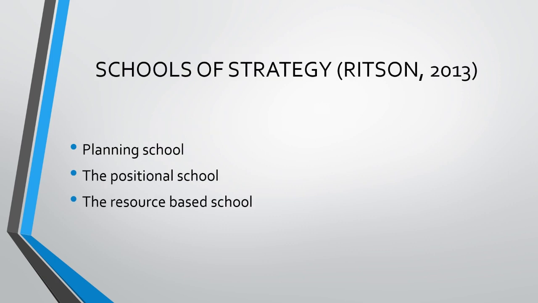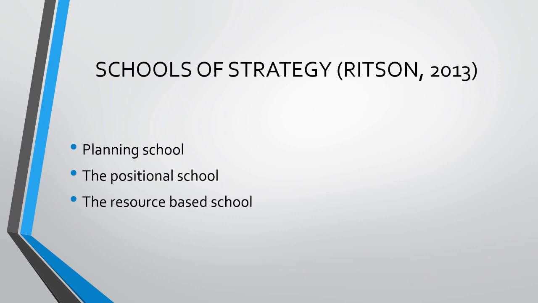Let's look at the schools of strategy according to Whittington, 2013. Number one, we have the planning school. This focuses on past trends, forecasts, and stable structures and environments. It requires detailed and inflexible planning, and it is not suitable for turbulent markets. Next, we have the positional school. It attempts to put the organization and its products in a favorable market or environment. It is heavily based on performance measurement and decision-making tools.